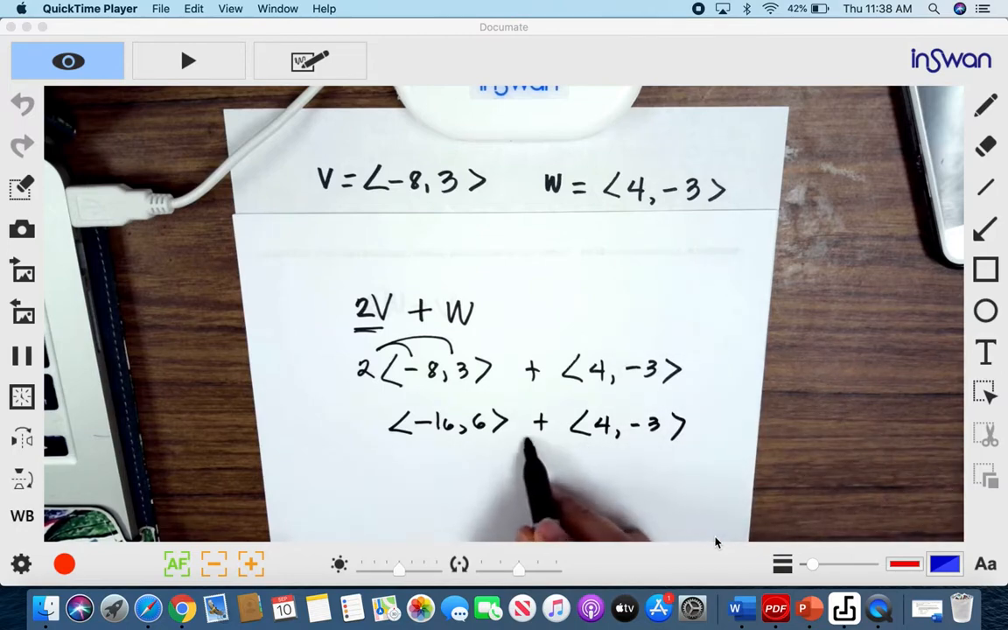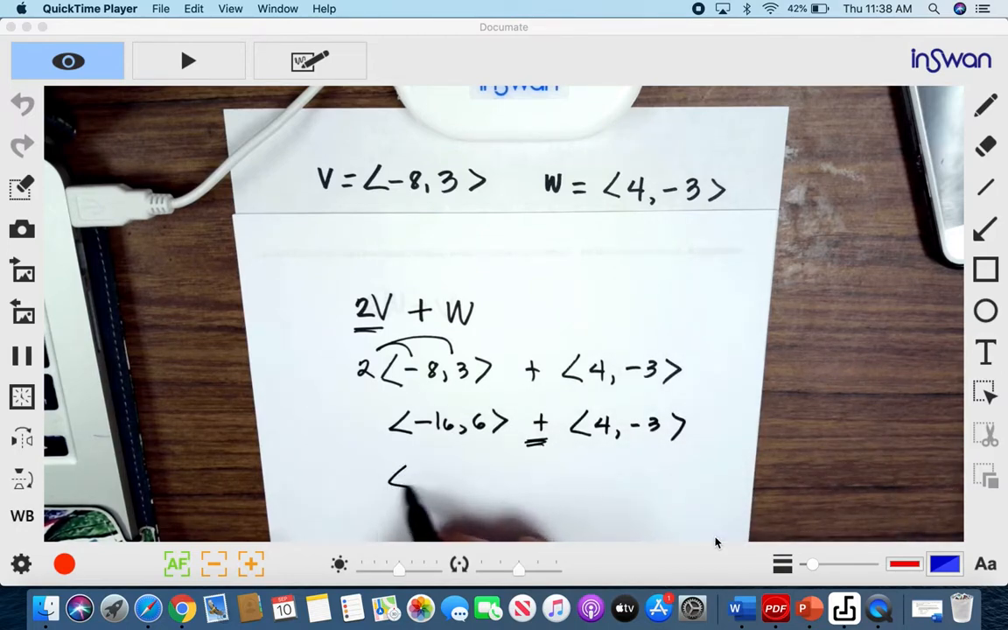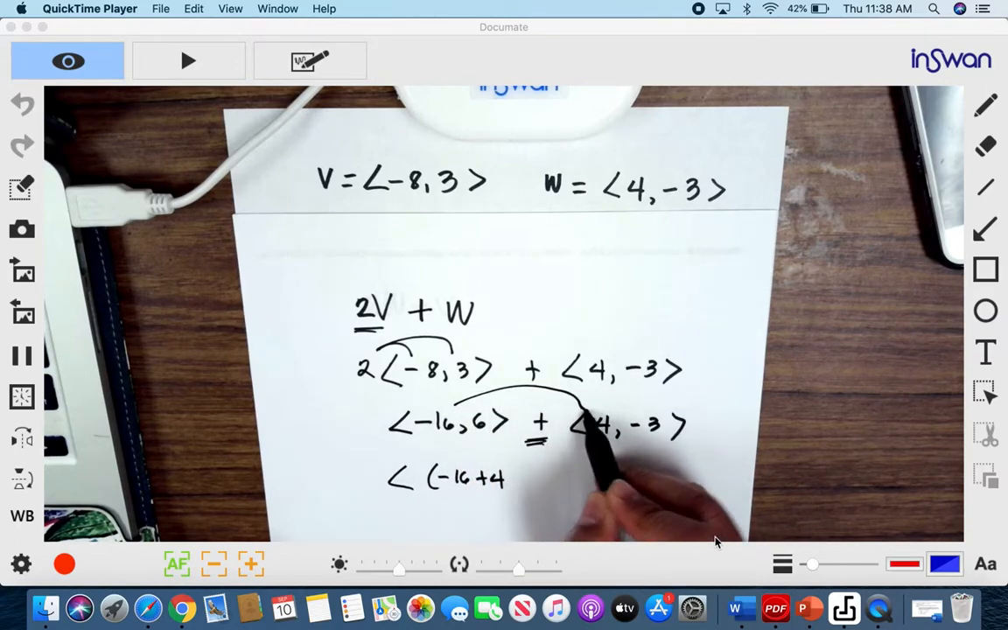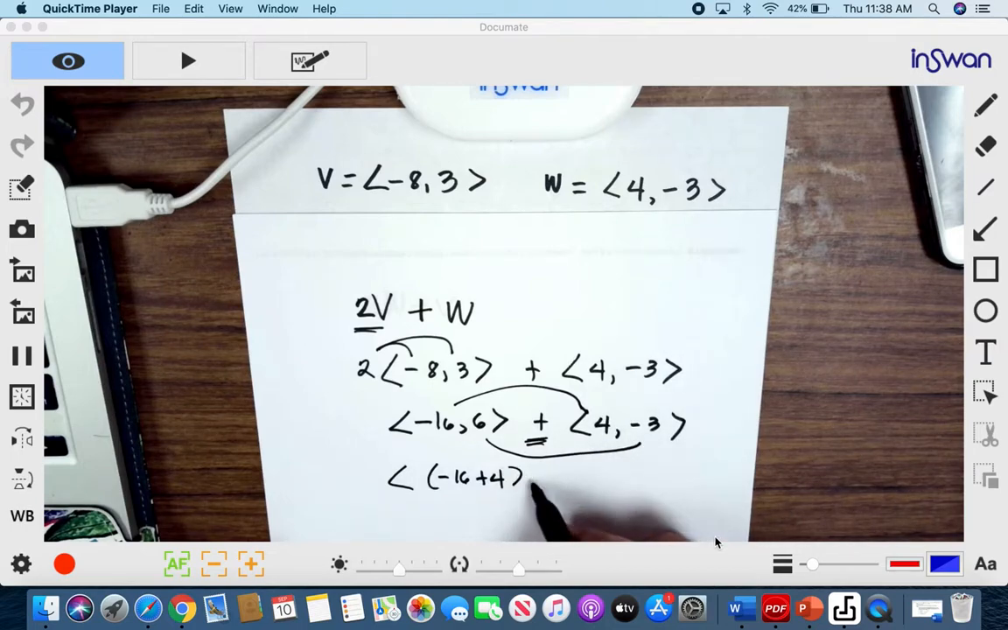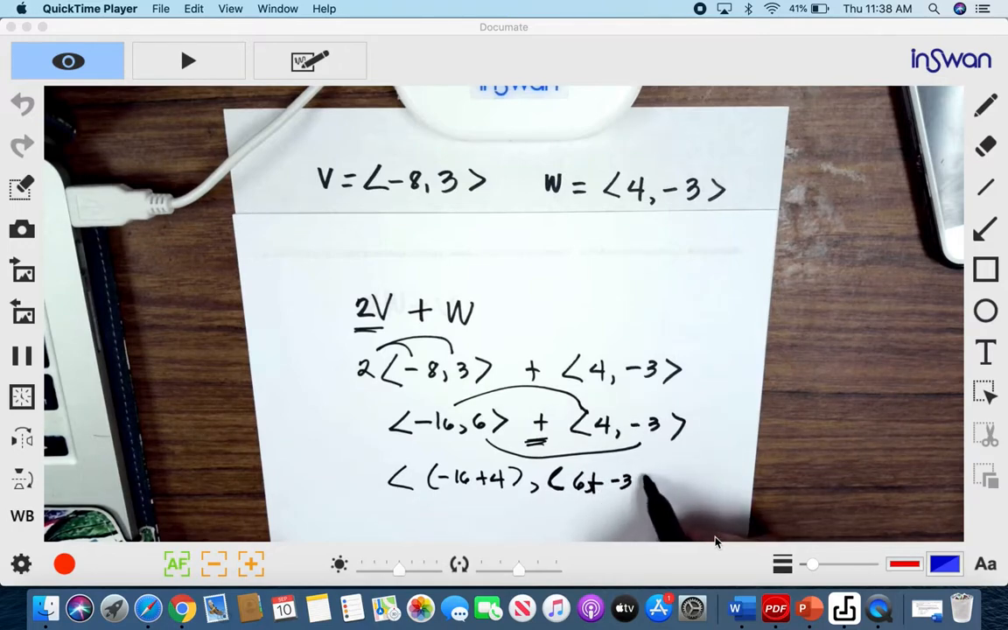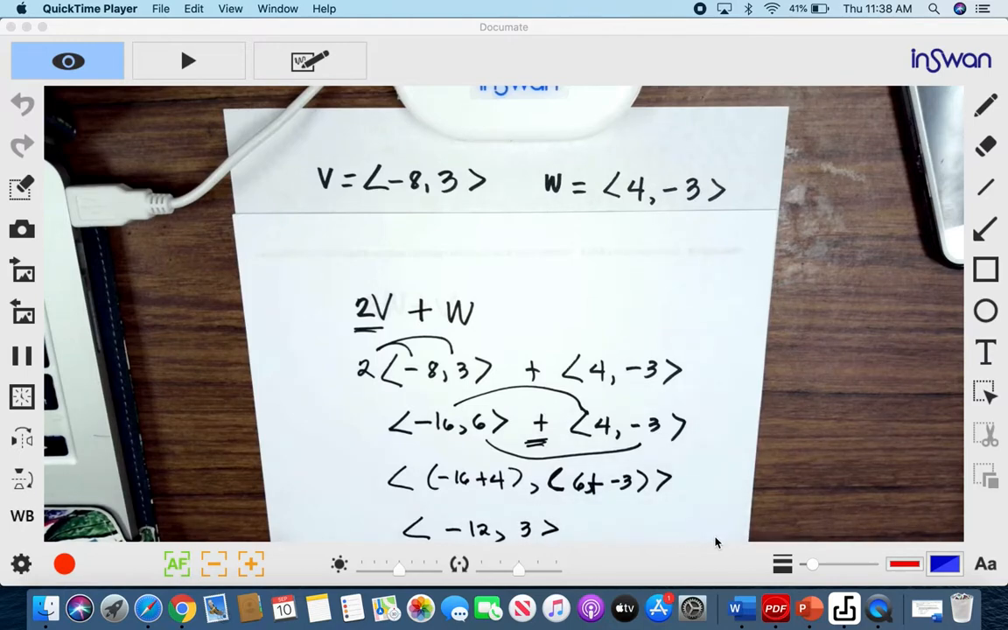Then after that, we can perform the operation addition. So it gives us -16 plus 4, which is that and that. And the other is 6 and -3. So therefore, you will have -16 plus 4 is -12, and 6 plus -3 is positive 3. So this is the resultant of the two vectors. That's (-12, 3).